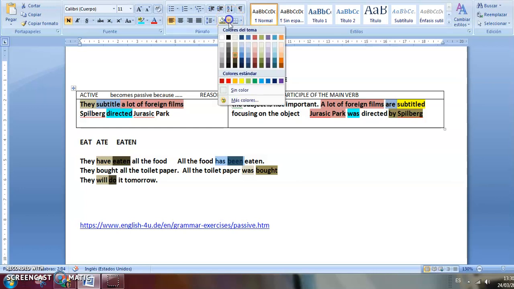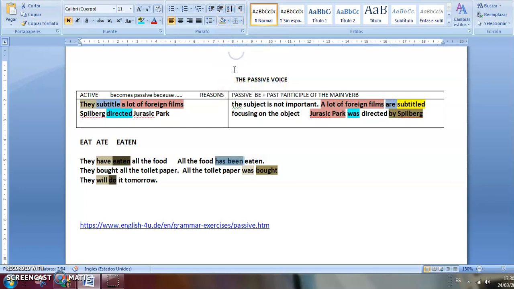I would change that so that you can see. Have eaten, has been, right? We change from now the main verb. So the verb to be now is in the same tense as the main verb. Have eaten, has been. What happened here?